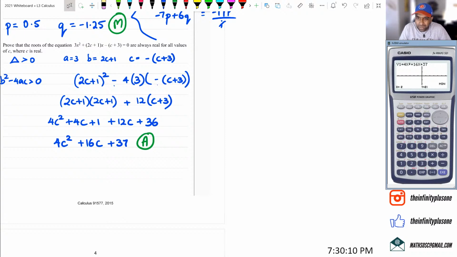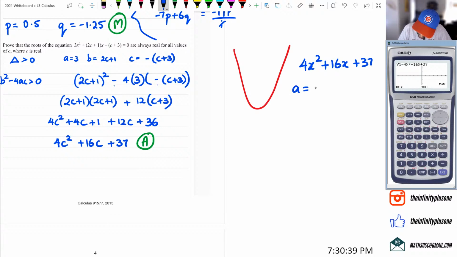So notice mine is 4c squared plus 16c plus 37. So all I've done is put it as 4x squared plus 16x plus 37. Now, I know that the 4x squared is a parabola. The parabola is going to look like this. Now remember, this is going back to level 1. When you have a parabola, so we have a parabola right now, which is 4x squared plus 16x plus 37, we know that the a value is actually 4. All right. How do we know this?